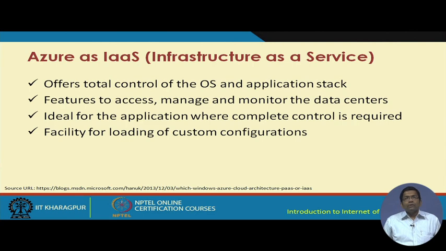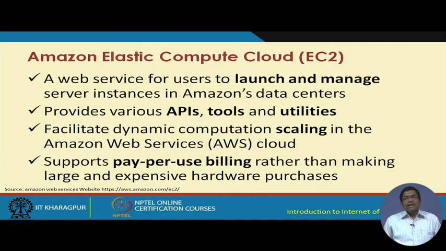Azure as infrastructure as a service; the previous one was platform as a service and the next one is infrastructure as a service. In this particular module, it offers total control of the operating system and the application stack. It has features to access, manage and monitor the data centers, and it is ideal for the application where complete control is required. The next one, which is also quite popular, is the Amazon EC2 platform, Elastic Compute Cloud.